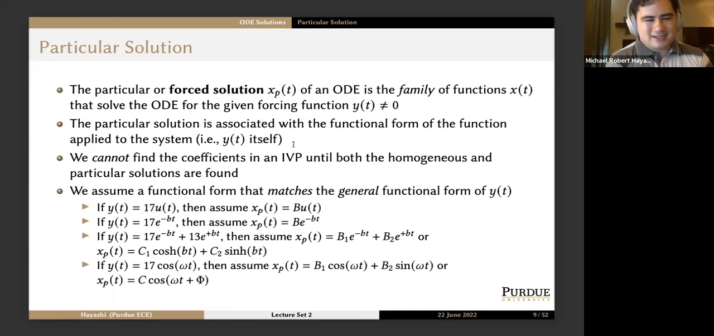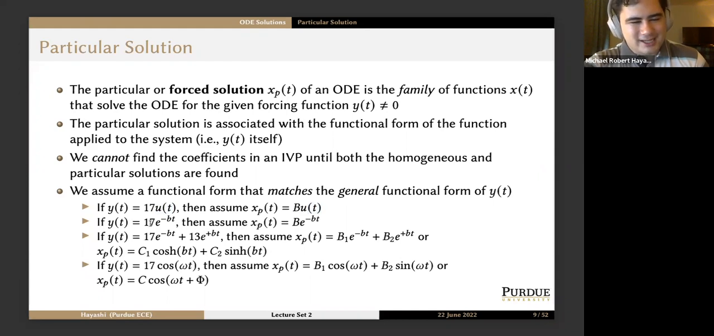So say y of t is equal to 17 u of t. What is u of t? Well, think of it basically as something that behaves just like a constant for this point in time. It's the step function. We haven't gotten to the step function yet, but basically it turns on and then it stays constant. So then we just assume that the particular solution is some coefficient b times u of t. So we don't know if b is going to be 17, or 5 or 3 or -3 or 1 or 0 or 2, but we know that it's going to be something that has this sort of step-like behavior, that looks like a constant that's just been turned on.